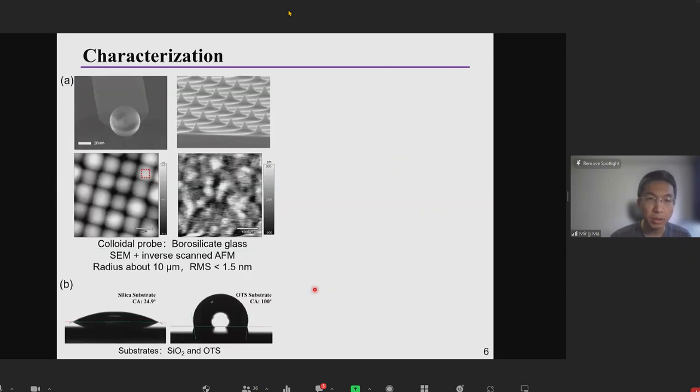And before we show the measuring results, we want to elaborate more about the characterizations, because when doing experiments it is very important to make sure the system you are measuring is what you are thinking. Figure A is the surface of the microsphere. We are using inverse scan AFM, and this is a typical surface morphology of the sphere. We can see that within the scale of a few hundred nanometers, the surface of the sphere is very smooth, less than 0.1 nanometers. And the two supporting substrates we are using are silica and OTS. We measured the contact angle to make sure that one is hydrophilic and the other is hydrophobic, and the values agree with existing reports.